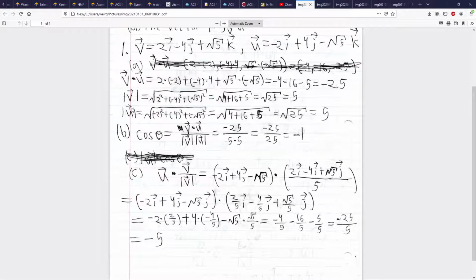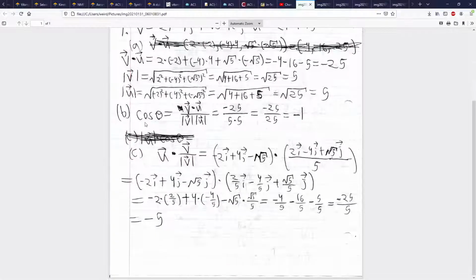These are just magnitudes by this point. I just show it out. You end up with 5 and 5 for both of them. The consequence of this is the cosine of the angle being negative 1. Basically just plug in negative 25 here, and 5 for the magnitudes. Negative 25 is the dot product, and you get negative 1.